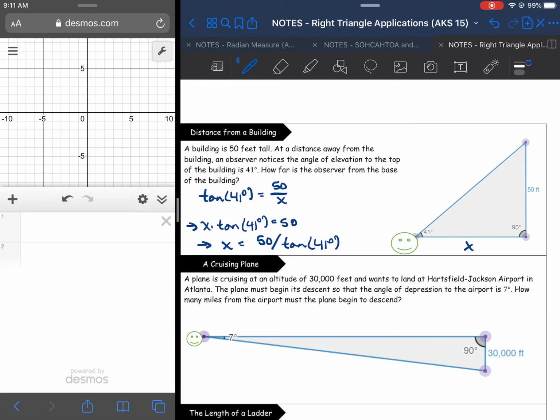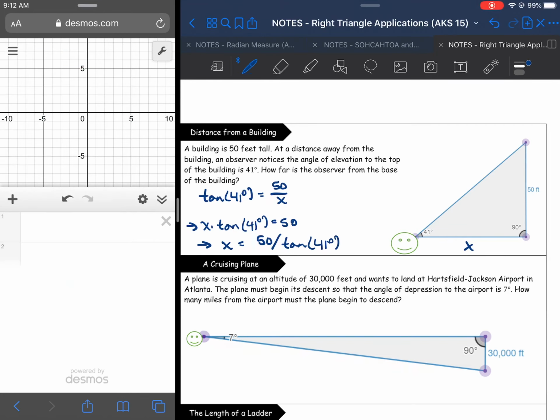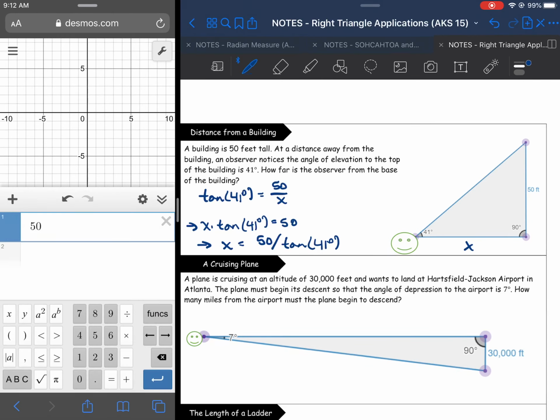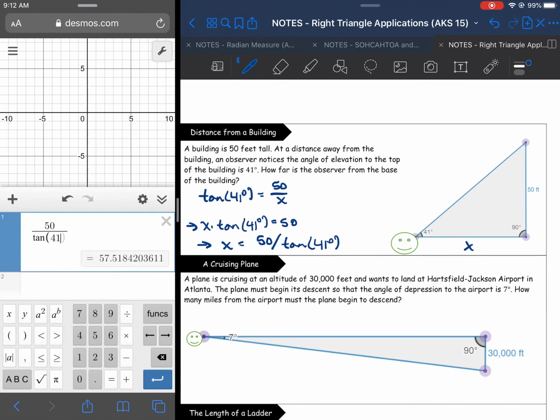Let's go ahead and approximate this. Notice that I already have Desmos pulled up. Let's double check that we are set to degrees. If you are set to radians, make sure that you are set to degrees since our angle is in degree measure. And let's go ahead and calculate 50 divided by the tangent of 41 degrees. And this gives us approximately 57.5. So this is about 57.5 feet. Notice that I'm being careful to use my units because this is an application problem.